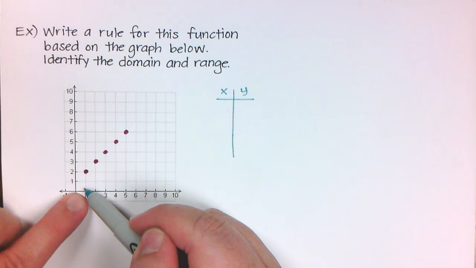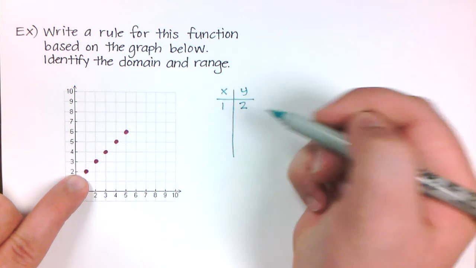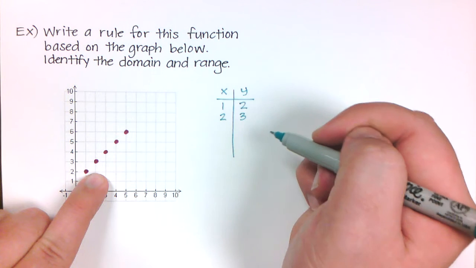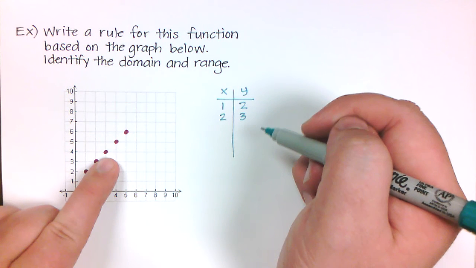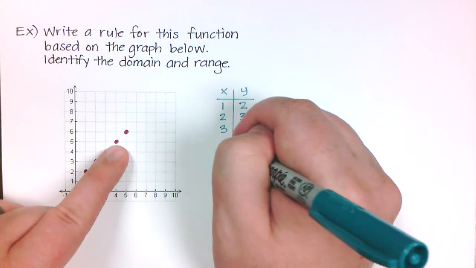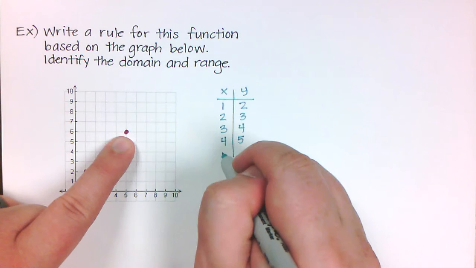So my first point was 1 all the way up to 2. The next one was 2 all the way up to 3. The next was 3 all the way up to 4. 4 up to 5. And 5 up to 6.